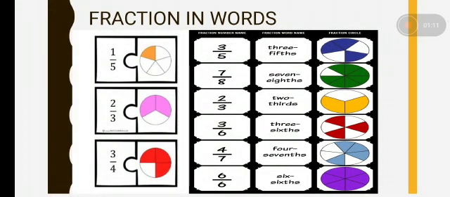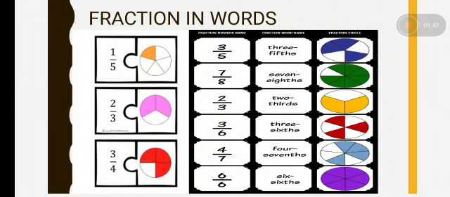A fraction can also be written in words. For example, in the first circle, one part is colored and total parts are 5. So the fraction is 1 upon 5. In the second circle, we have 2 pink parts and total parts were 3. So the fraction representing this colored part of the circle is 2 out of 3. Third one, we have 3 red parts out of total 4. So it is 3 upon 4. So 3 on top of the line and 4 below the line.